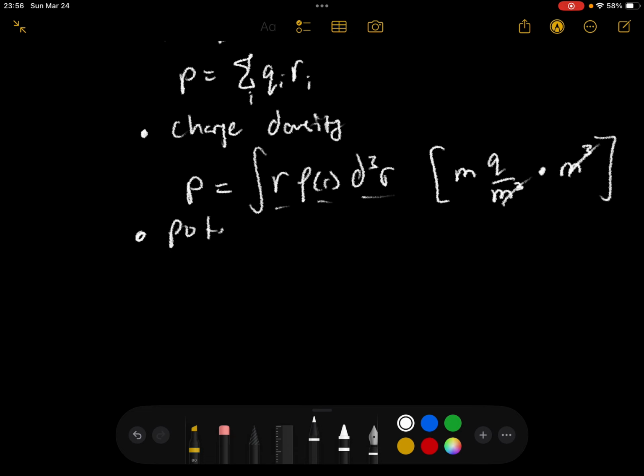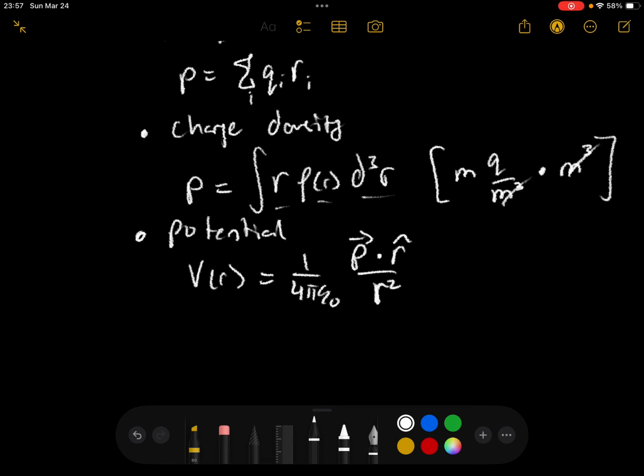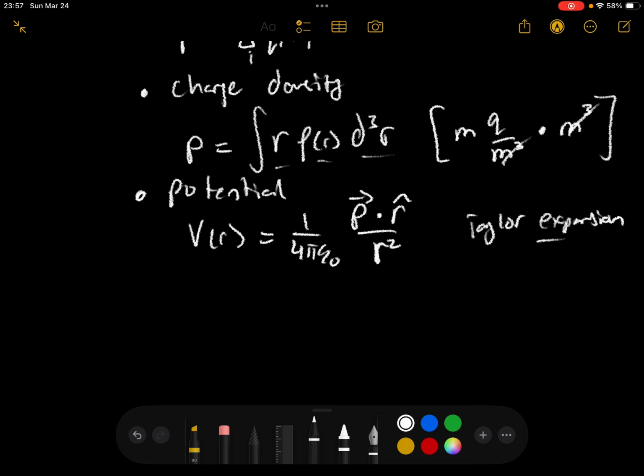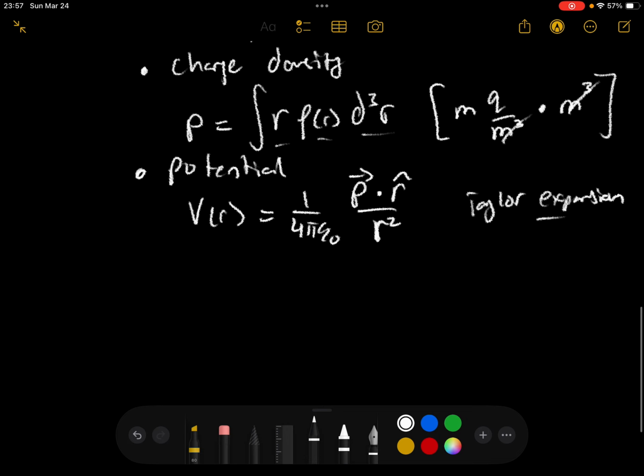And then another important one, potential. That would be V of r equals 1 over 4 pi epsilon naught times the dipole times the unit vector of r over r squared. This is actually derived from the Taylor expansion. But anyhow, it can also get much more complicated.